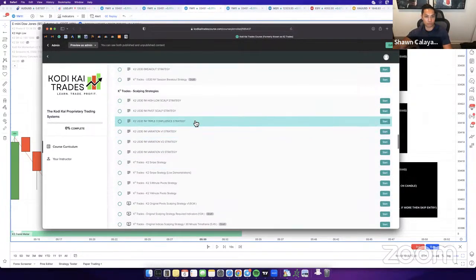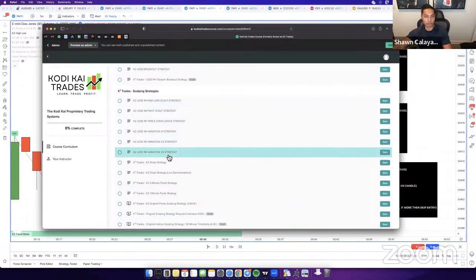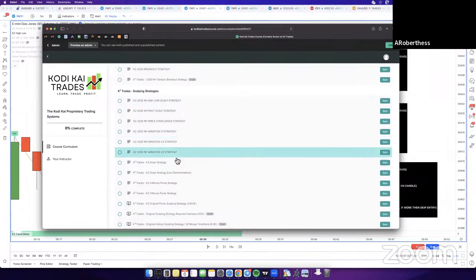These all work very well. Triple confluence, I applied this today as well. And pivot scalp too, and high-low scalp. So pretty much all of these 4 or 5 strategies are the ones that I used as a confluence today.